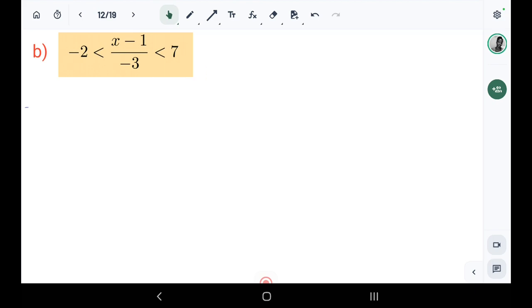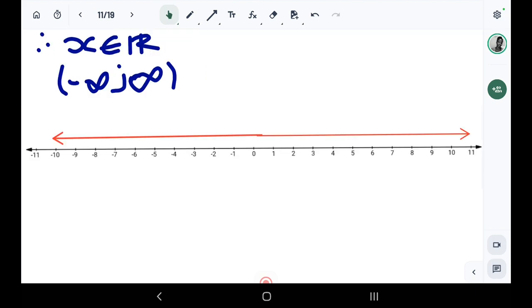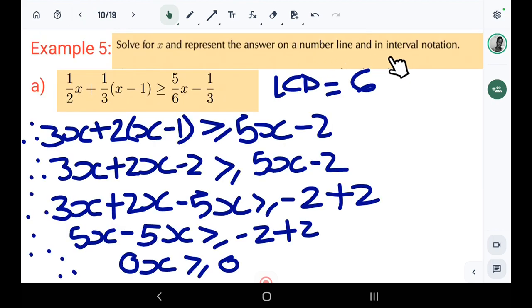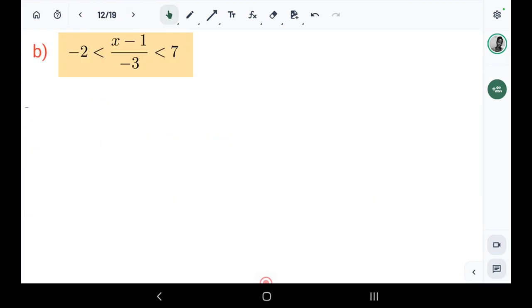Solve for x and represent that on a number line and in interval notation. Okay, let's do that. Now notice something also, we've got this situation where you have an algebraic expression in the middle with inequalities on either side. So notice something. This is a fractional inequality.